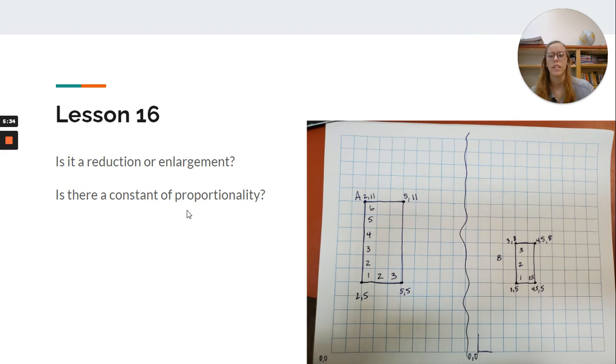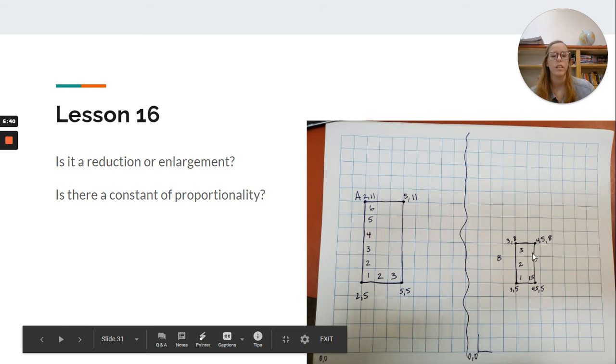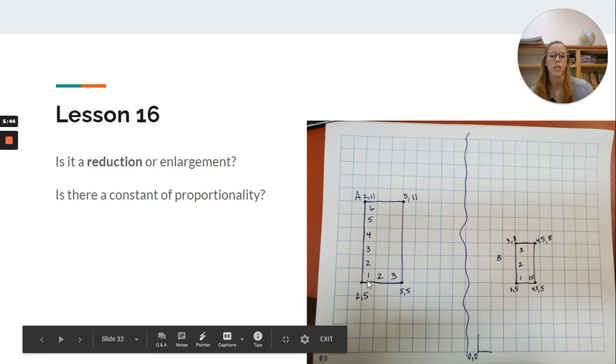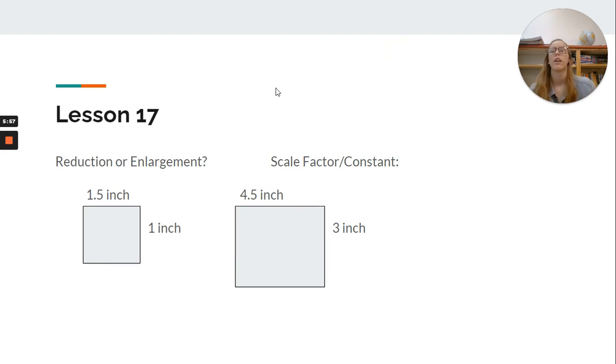Okay. 16. Scales. So is it a reduction or enlargement first? Well, we're going from big to small, so it's going to be a reduction. And then is there a constant of proportionality? We have 3 to 6 and 3 to 1.5. Yes, there is. It's 2 or 1.5, depending on how you're looking at it.